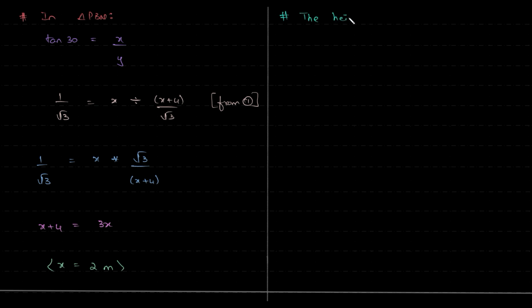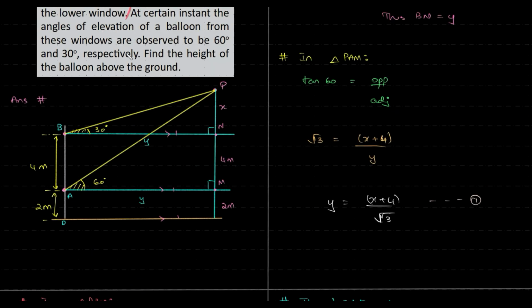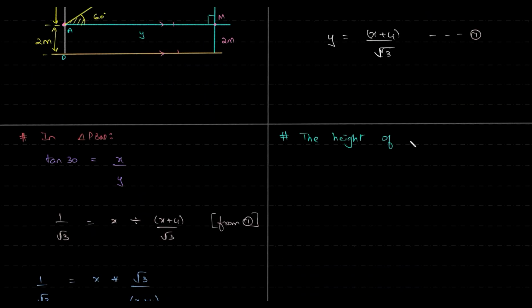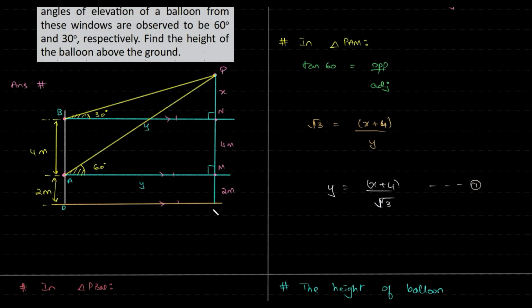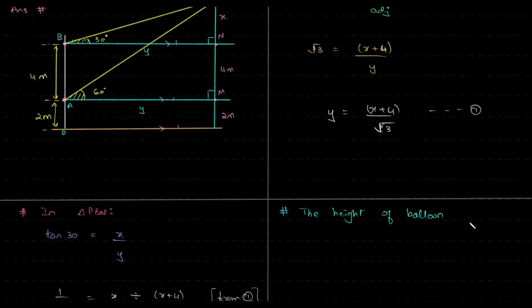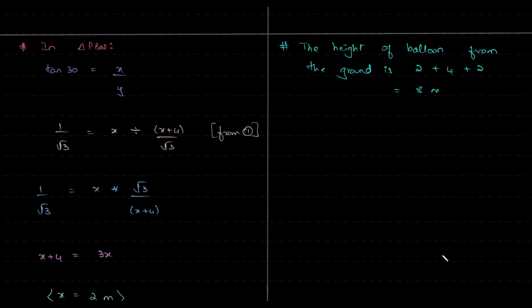The height of the balloon from the ground is 2 plus 4 plus 2, which is equal to 8 meters. Okay, that's it.